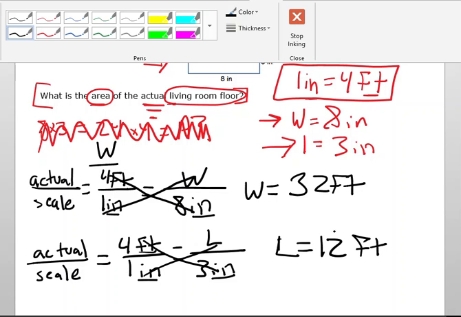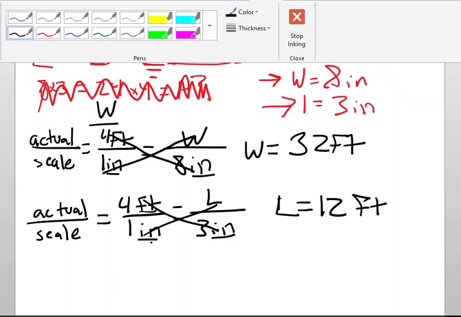And now I have all the tools I need to find my area. My area is equal to length times width. So my area here is going to be equal to 12 times 32. And when I do that calculation, my area is equal to 384 feet squared.